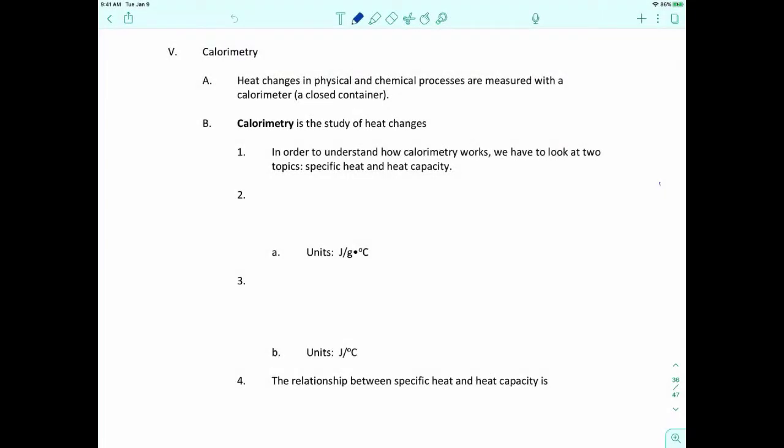Everything that we've been talking about with enthalpy has been pretty much in theory. Now, what we're going to do is turn our attention to the more practical sides of enthalpy. How do we measure this in a laboratory?